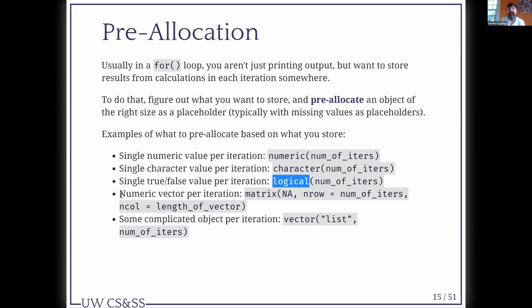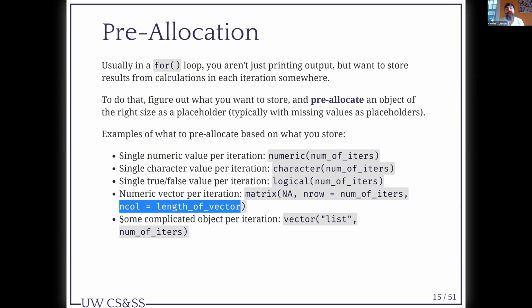If you had, for instance, a loop that generates a whole numeric vector for each iteration, you're going to want to store those values in a matrix, because each vector needs a whole row or a whole column to go in. So here, a matrix, and I'd fill it with NAs. You might have the number of rows equal the number of iterations, so each iteration fills in a row, and the number of columns equal to the length of the vectors produced by the loop. The first iteration fills in the first row, the second iteration fills in the second row, and so on.